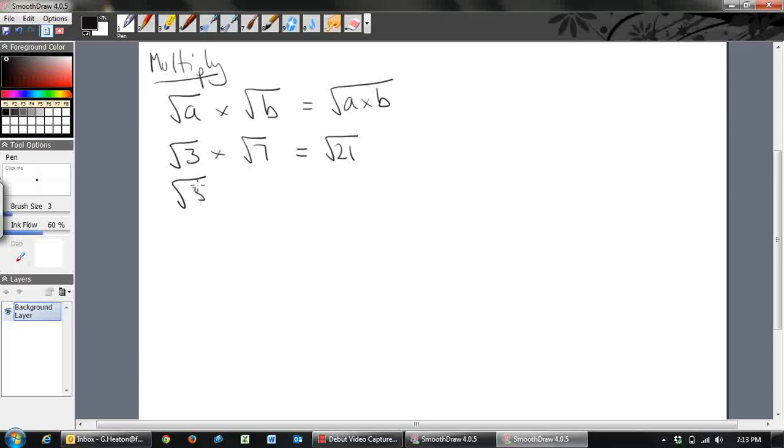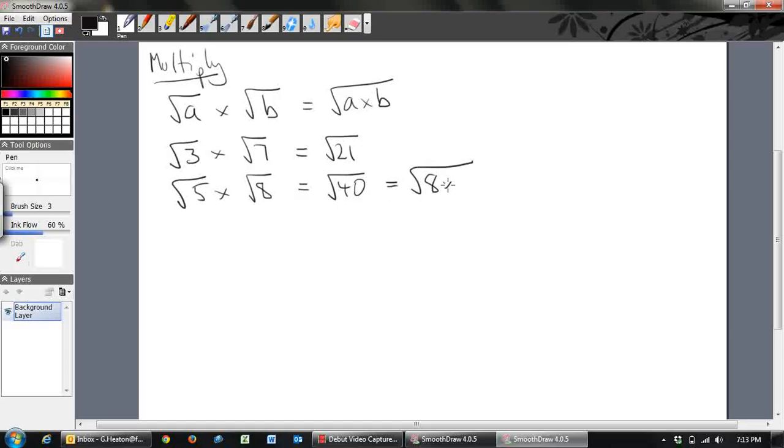Okay, another example, let's just do one more. Root 5 times root, what's a good number? 8, something like that. If I multiply that together, you guessed it, it's root 40. So multiplying is really, really simple. And you can go both ways, obviously.